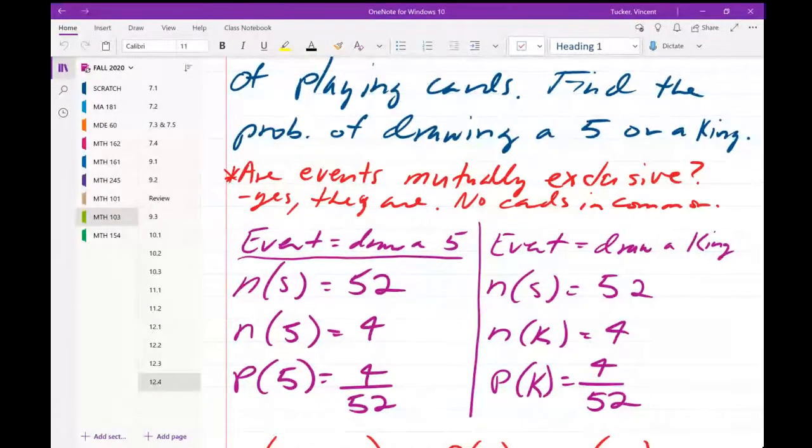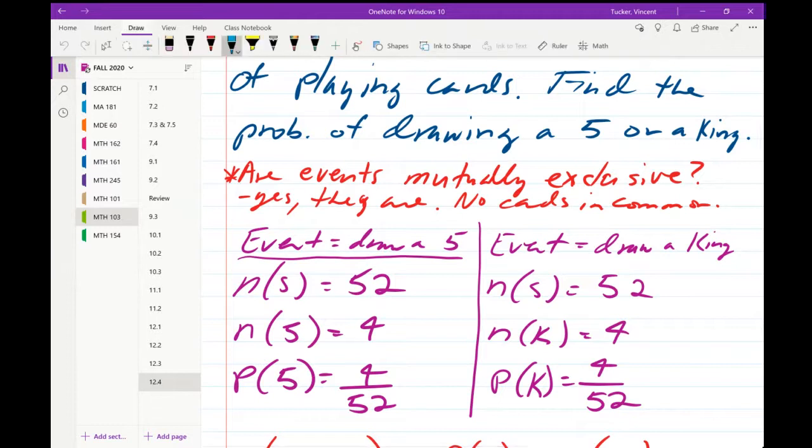So looking at your first event, to draw a 5, our sample space is 52. We have 52 cards in the deck. The number of 5s that we have: there are 4 5s in the deck, 1 out of each suit. And so place that 4 over 52. That will be the probability of getting a 5.